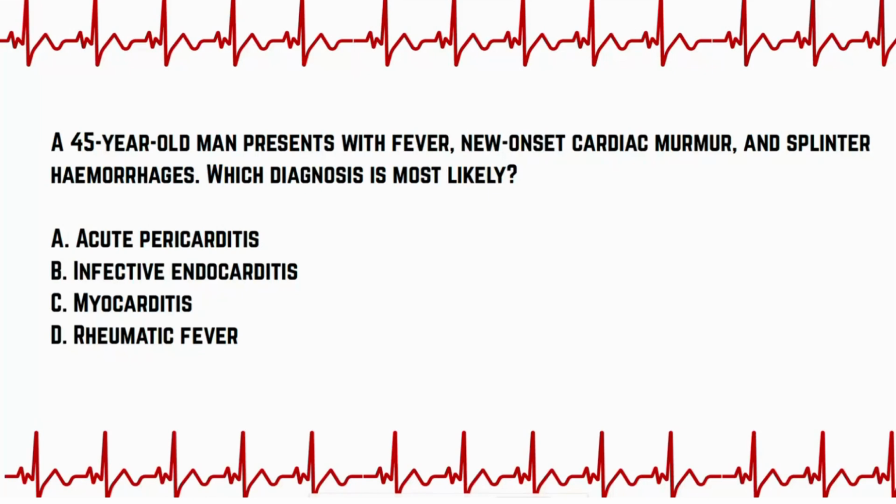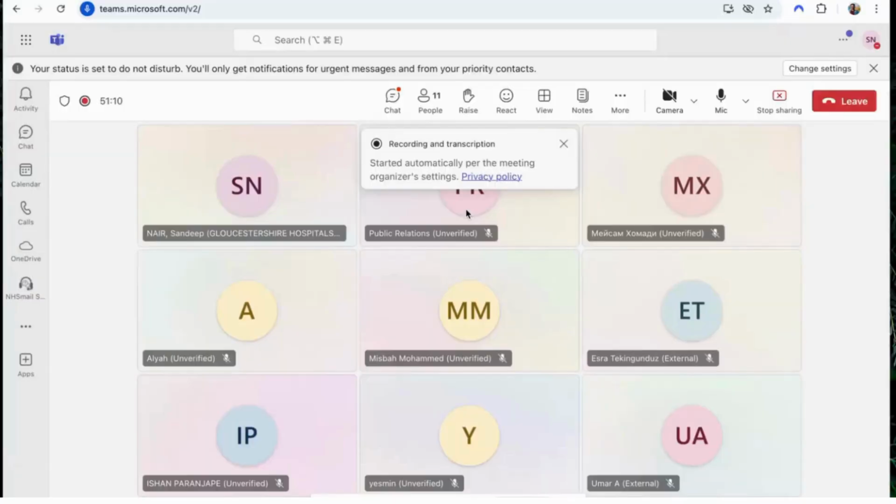Okay, so a 45-year-old man presents with fever, new onset cardiac murmur, and splinter hemorrhages. Which diagnosis is most likely? A, acute pericarditis. B, infective endocarditis. C, myocarditis. Or D, rheumatic fever. So let's have a quick look.